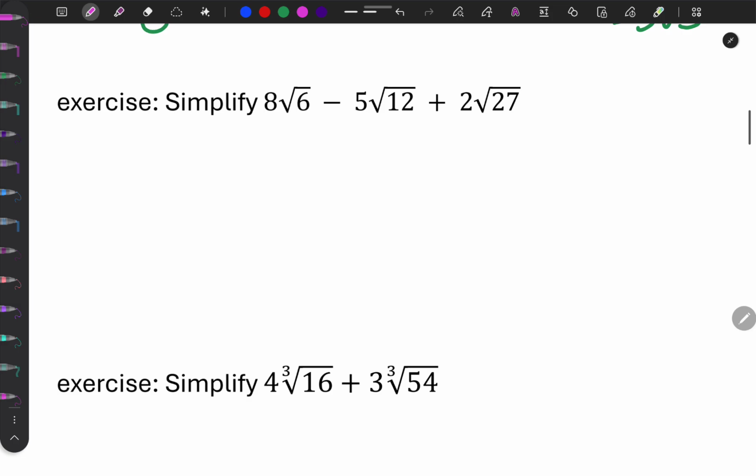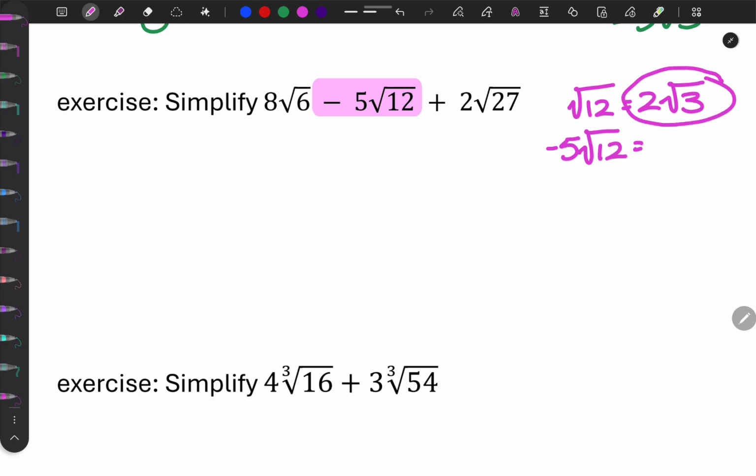For example, we can't really do anything with the root 6, but we can with the root 12. The square root of 12 is equal to 2 root 3. And you might notice we don't just have the square root of 12, we have minus 5 times the square root of 12. Negative 5 root 12 should be 5 times whatever root 12 is equal to, or negative 5 times 2 root 3. So this is actually going to be negative 10 root 3.